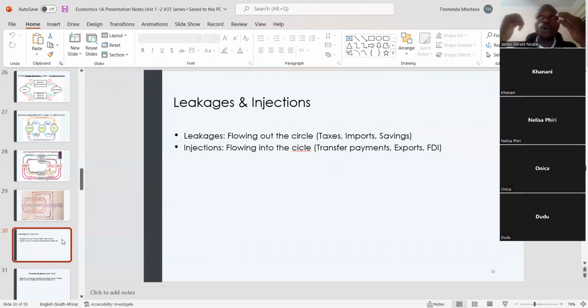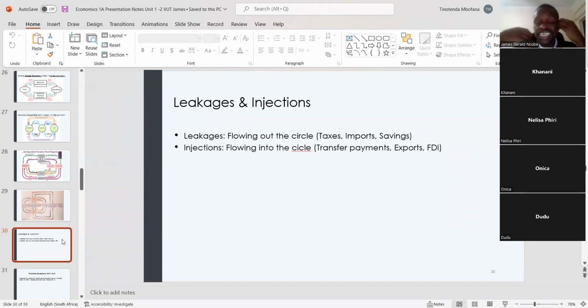Imports means you are going to buy a foreign product. So money is going outside the country to pay a person from the US or from Botswana who sold that particular product. So that's another leakage. Savings, you're not using that money for spending, you're putting it in a bank somewhere. So that's another leakage.